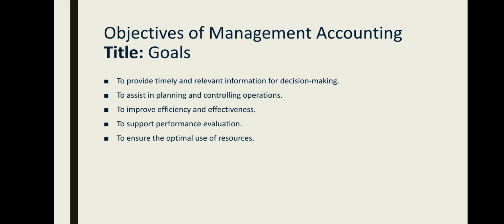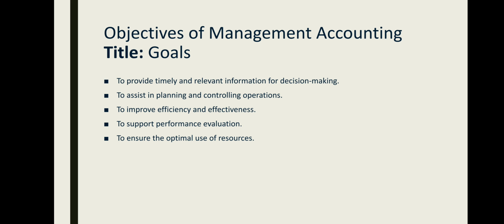Next one is to ensure the optimal use of resources. There are different resources which are used by the organization, like human resources, financial resources, etc. These resources are limited and scarce, so the organization has to use those resources properly. Optimum utilization of resources is important, so management accounting ensures the optimal use of resources.